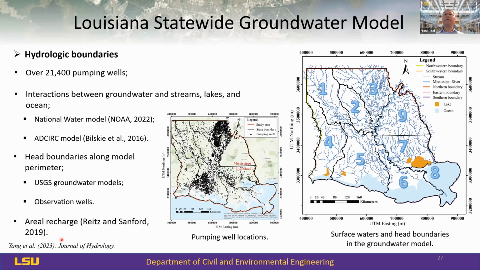But in terms of groundwater modeling, we split this groundwater model into nine sub-regions. You can see here, 1, 2, 3, up to 9, which is based on the Louisiana Watershed Initiative.